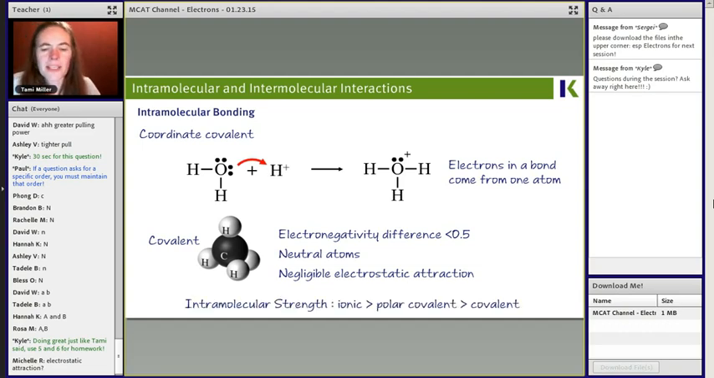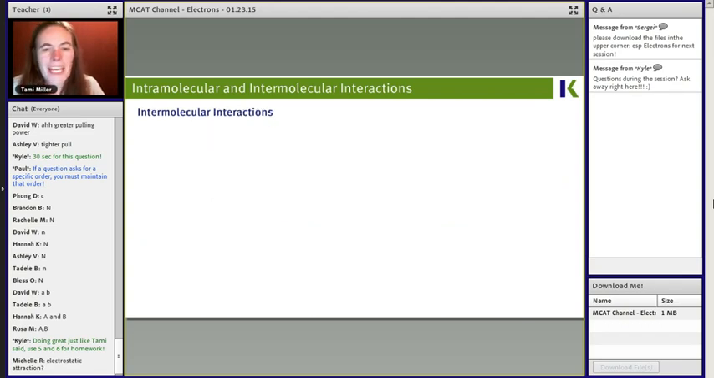So when we look at this, in terms of strength, ionic is the greatest and covalent is the least. Now, this is inside a molecule. Intermolecular means between molecules. Here's how you can remember this. International flights go between countries. So this is between countries, not within a country.